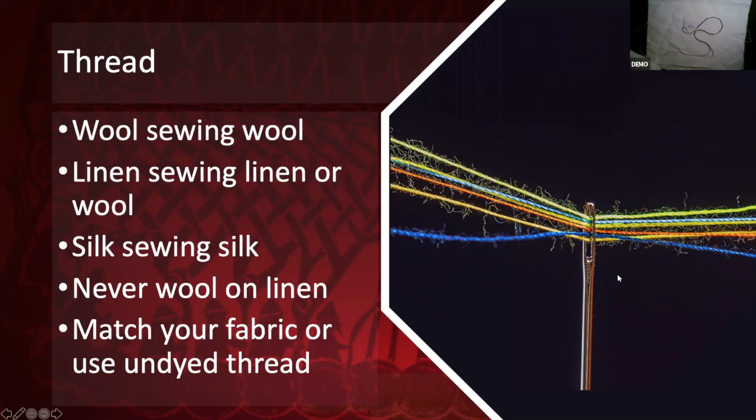From experience, I see a lot of these questions on the forums online. When do you use wool? When do you use linen? I only sew with wool on wool. I've found that you have a lot of problems with shrinkage if you ever go to wash something when you are using anything but wool on wool. I highly recommend that. However, you can use linen on wool and you can use linen on linen.